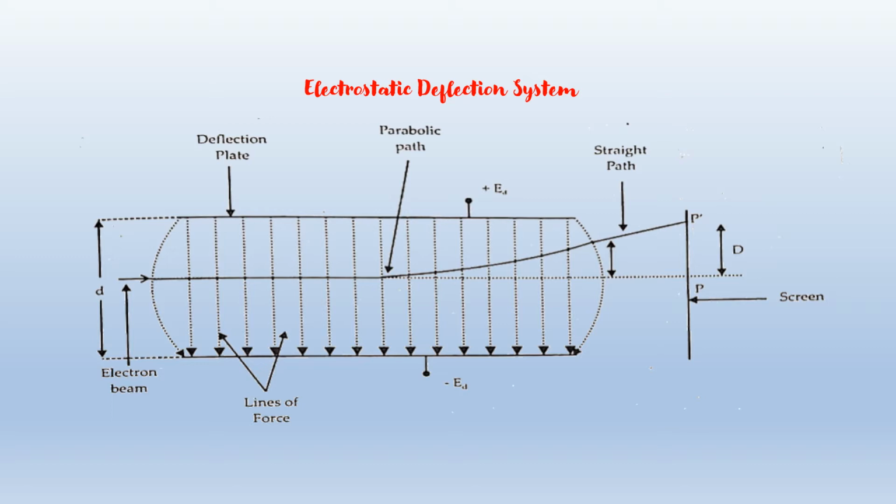As shown in this diagram, there are two deflecting plates which are maintained at different potentials. In figure, the lines of force between them are shown. When an electron beam enters the electric field, it gets deflected towards the positive plate. The path becomes parabolic, like this one. Okay, so this is shown here. The beam emerges out in a straight line and travels towards point P dash on the screen.